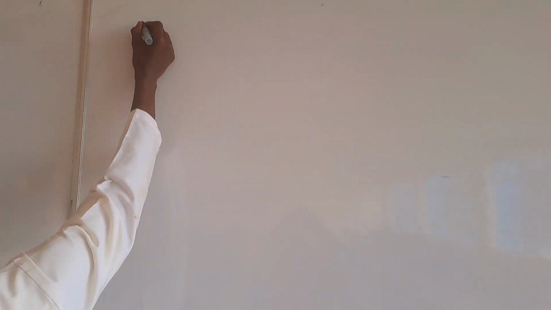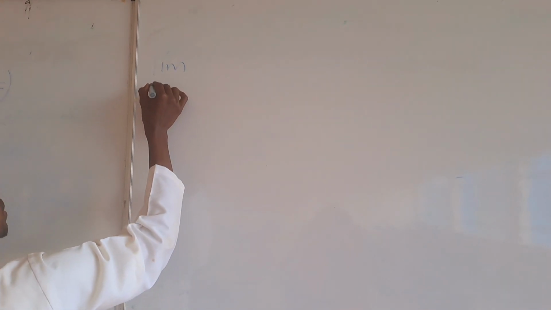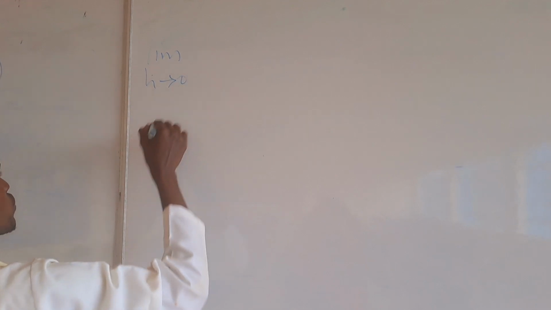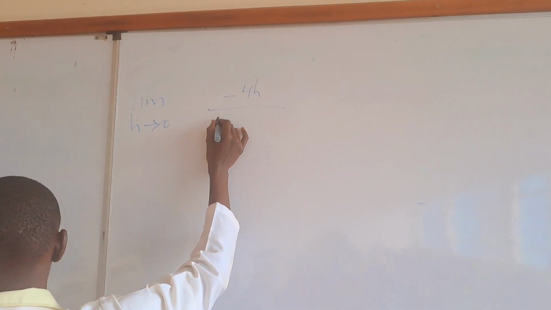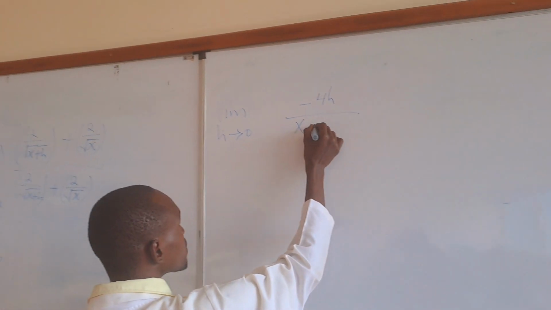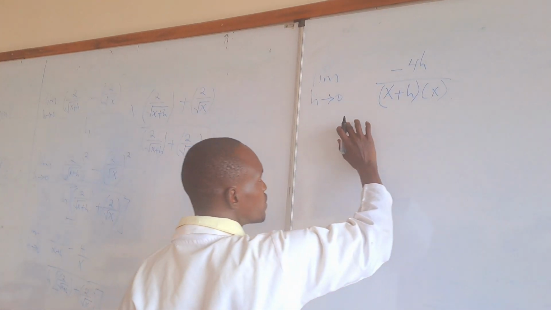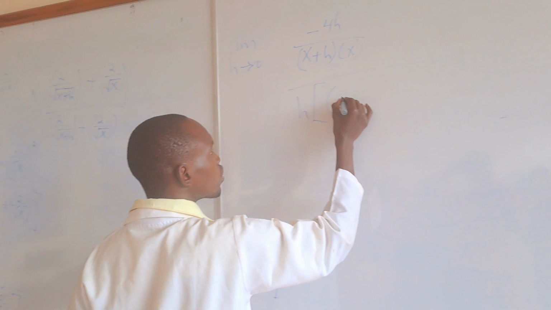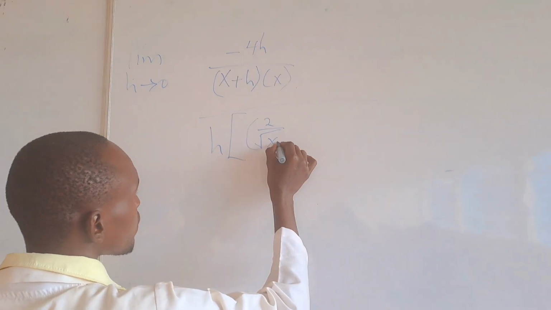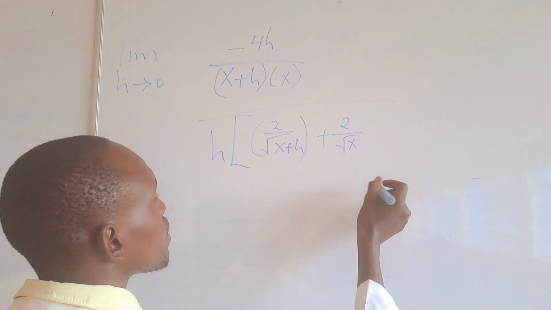So we'll have our limit as h tends to 0 of negative 4h divided by x plus h multiplied by x. But remember that all of this is divided by h into 2 over root of x plus h plus 2 root of x.